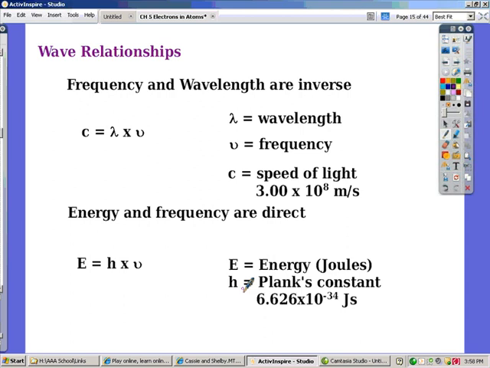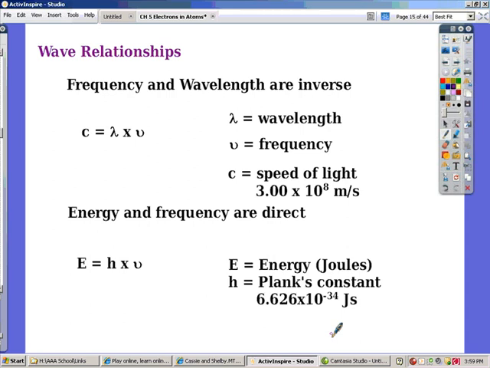Now, for this particular equation, energy is going to have a unit of joules, and that is a typical unit of energy. And you can see that this Planck's constant is very, very small, isn't it? 6 times 10 to the minus 34th joules, and that's a very small number. But then again, we're talking about light. So light does have some energy, but it doesn't have huge amounts of energy. So that's why the number here is so small.